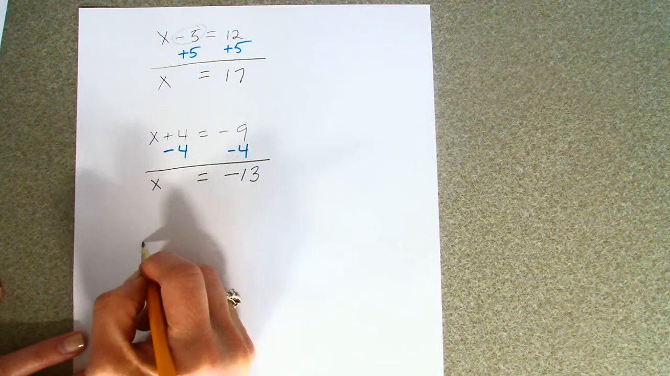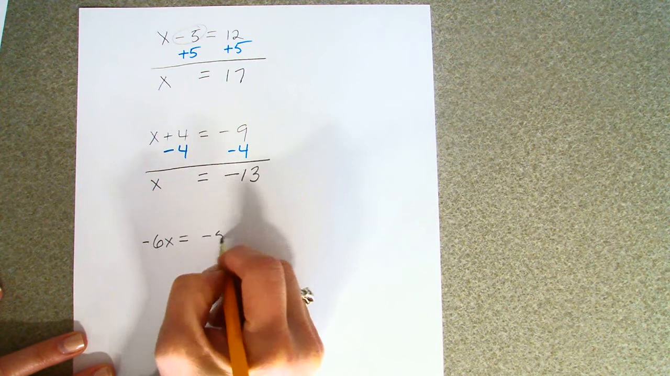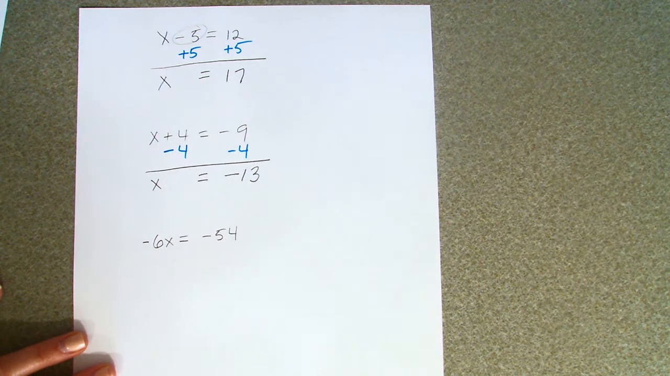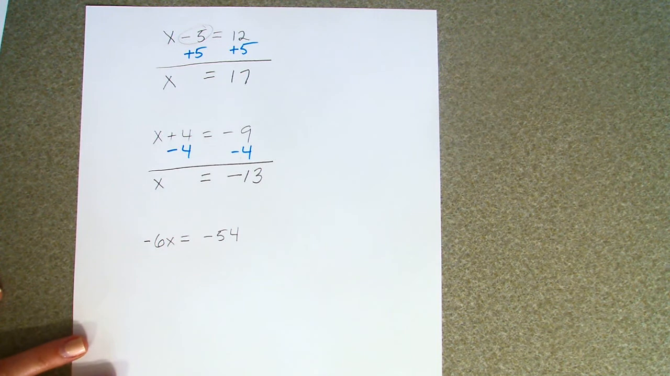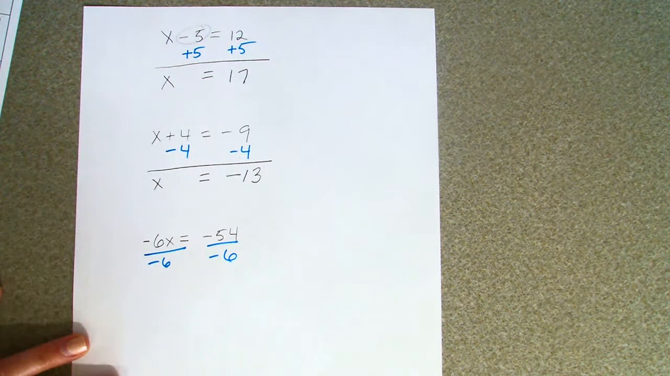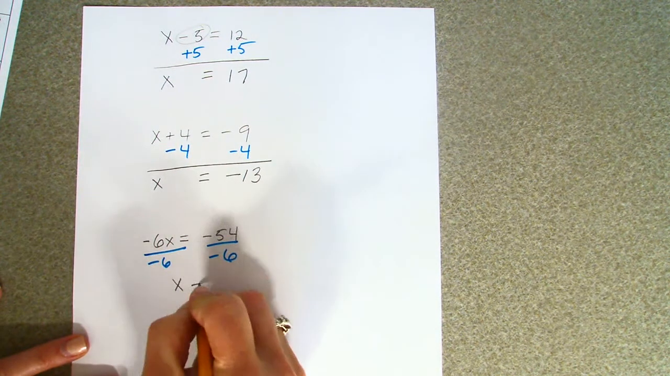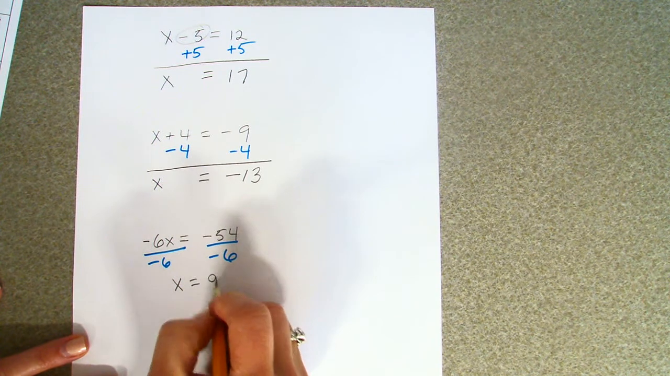Another situation you might see, or you have seen, is, let's say, negative 6x equals negative 54. So negative 6x means negative 6 times x. So in order to get x by itself, we need to undo the negative 6 times x. So what is the inverse or opposite of multiplication? It's division. So we're going to divide both sides by negative 6. When we do that, we're left with x equals negative 54 divided by negative 6, which is 9.